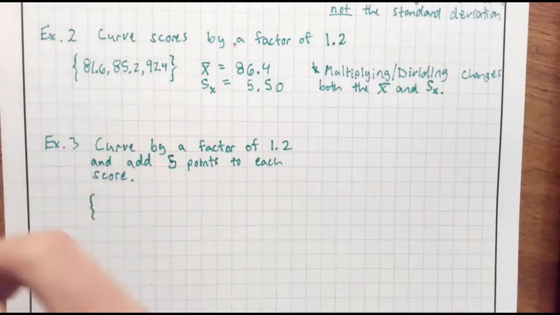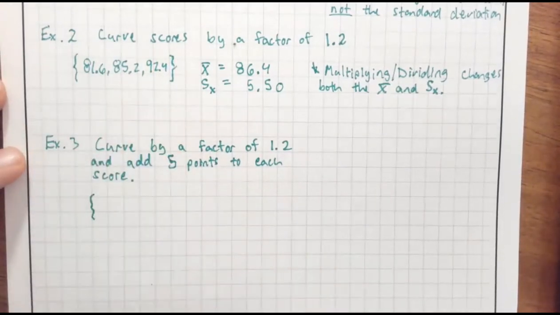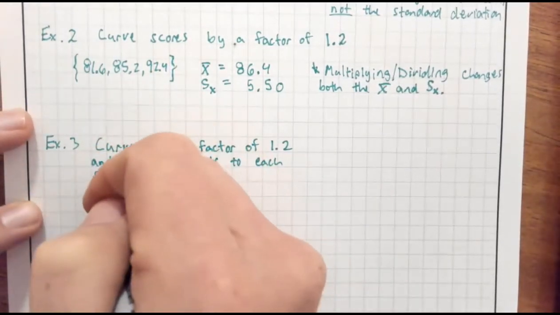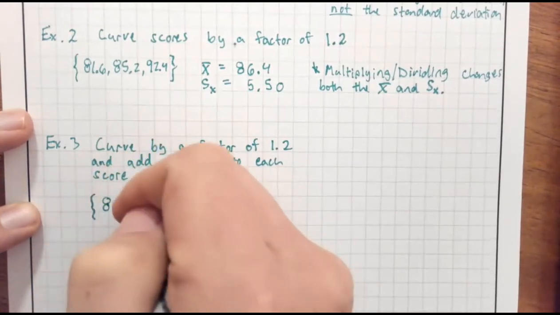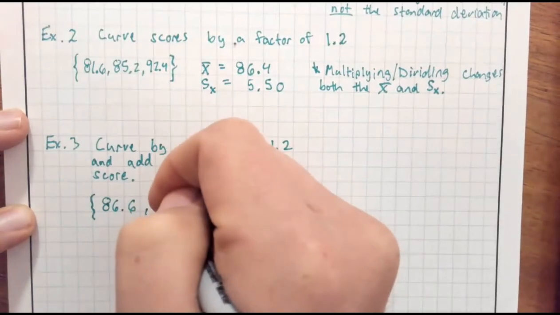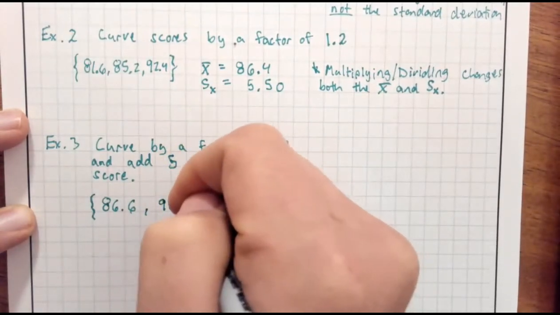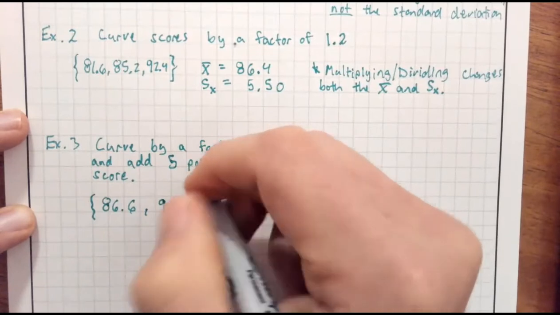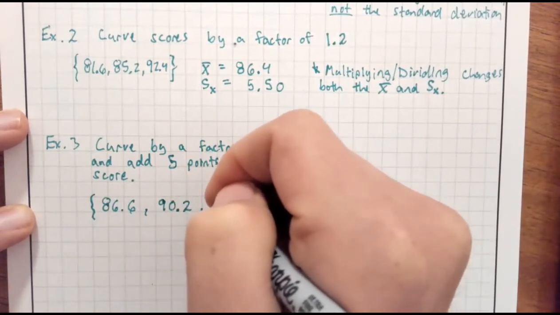So essentially all we've done is taken these values and added 5. Anyhow, it's going to be 86.6. We have another score of 90.2. And our last score, the student that did the best, is now going to receive a 97.4.